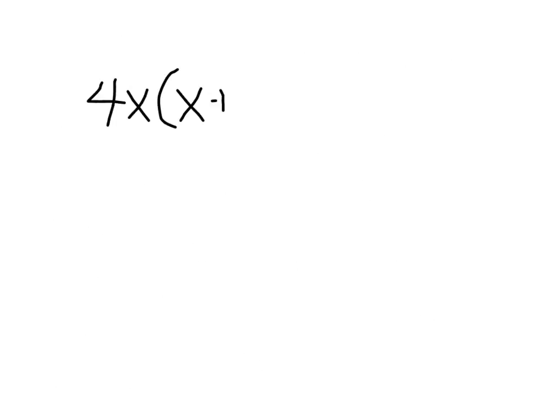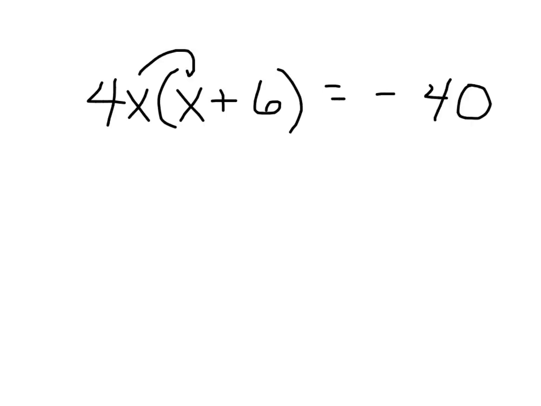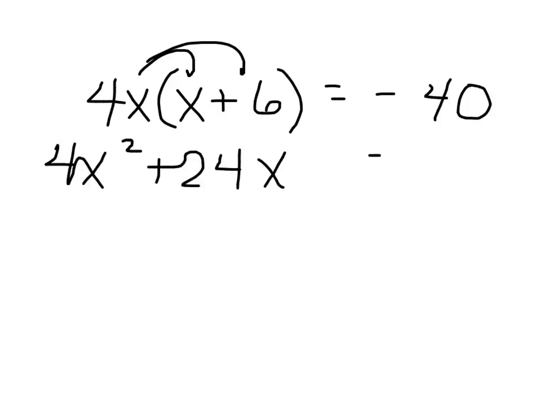4x, x plus 6 equals negative 40. Now, when I'm completing the square, this is not set up like that. I need to distribute this out first. So 4x squared plus 24x equals negative 40. Is A 1? No.